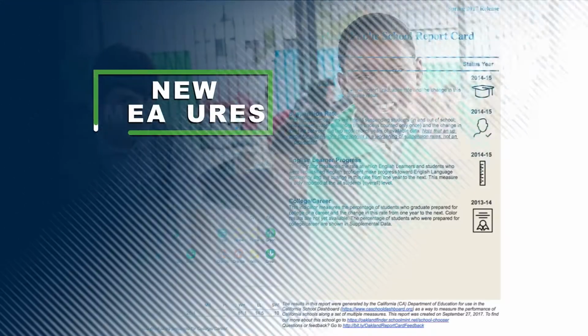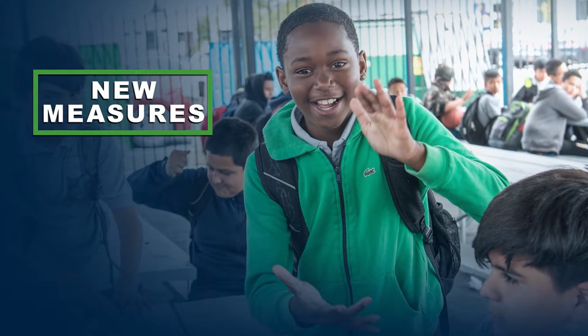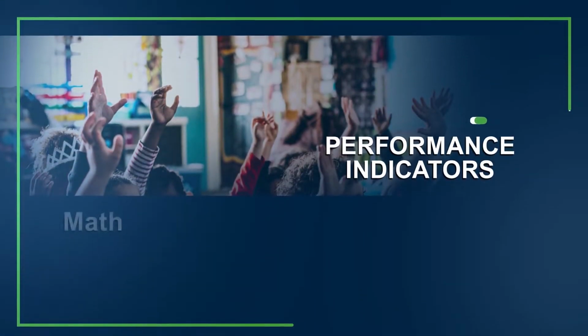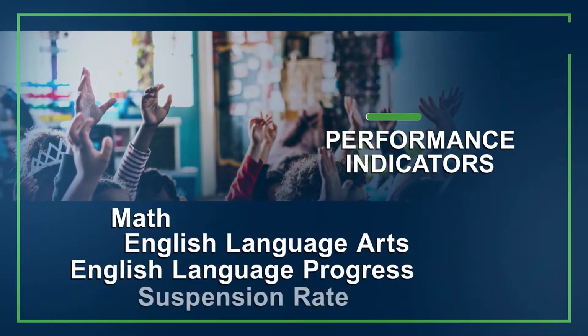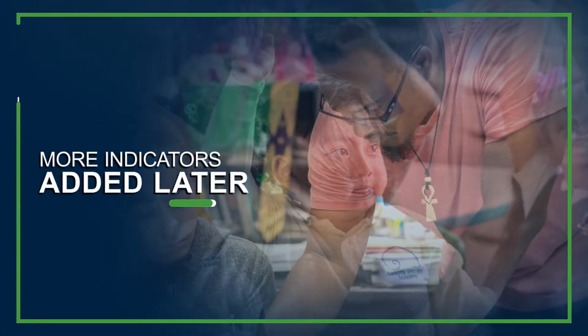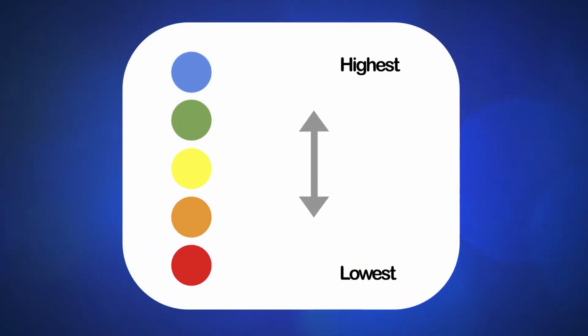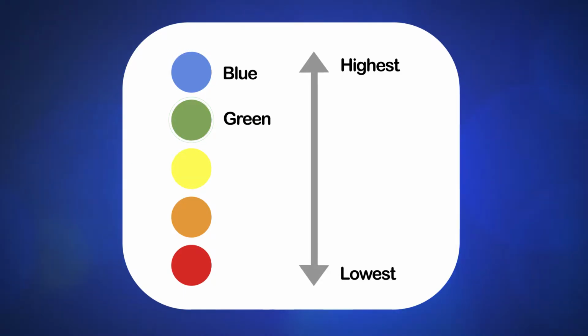The state has created a new set of measures to determine the progress of schools towards meeting the needs of the students. There are 5 of these measures, known as performance indicators, for all elementary and middle schools and 4 for high schools. More indicators will be added later. The overall performance of a school for each indicator is shown by a colored circle. Blue is the highest performance level, followed by green. Red is the lowest, with orange the next lowest. Yellow is in the middle.